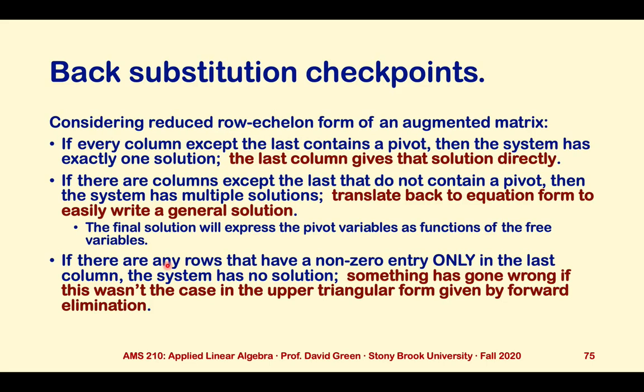Finally, if after doing back substitution you end up with rows that have a non-zero only in the last column, the implication is that the system has no solution, but you should have already caught this. If you get this result and your upper triangular form that you started with didn't have this case, this is a flag that something has gone wrong. You should have been able to identify no solution in the upper triangular form, not only after doing back substitution.